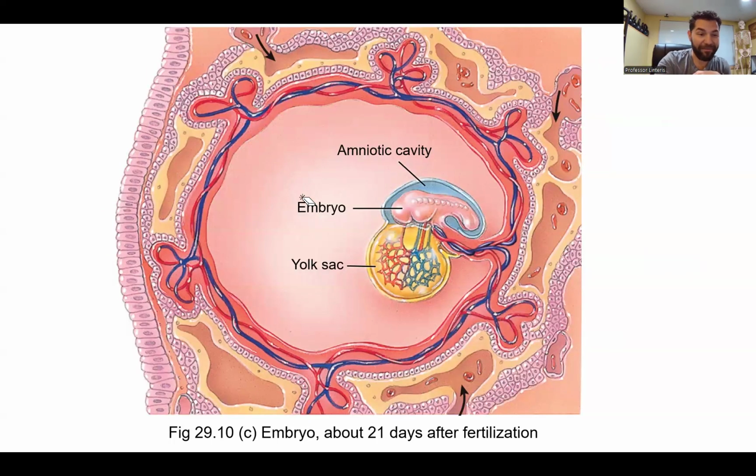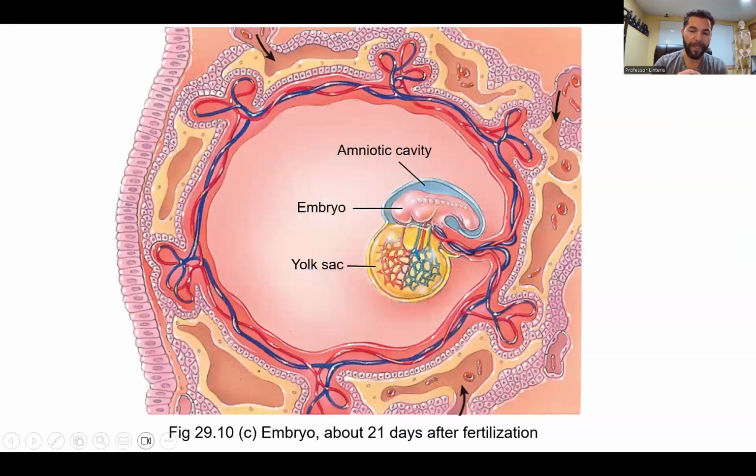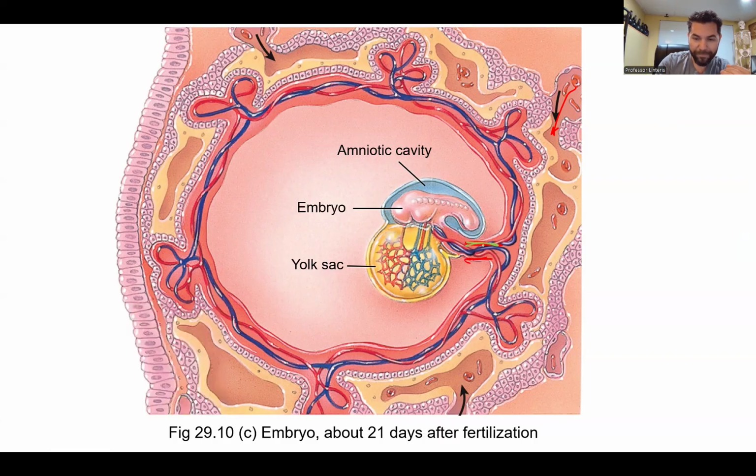Now we start to have the maternal blood flow start mixing in with those lacuna, right? We start to see something that looks very much like an umbilical cord. We see the amniotic cavity really start to take shape.